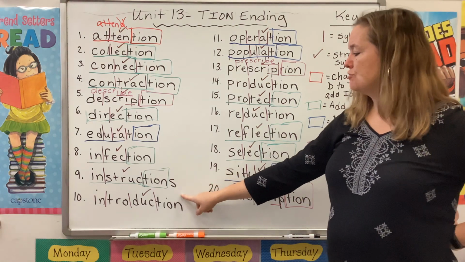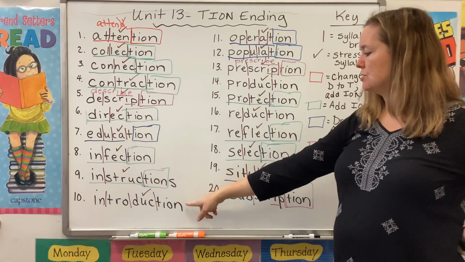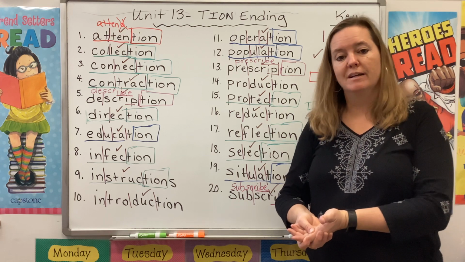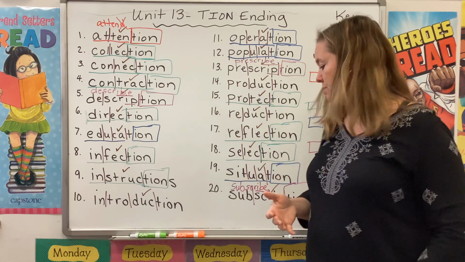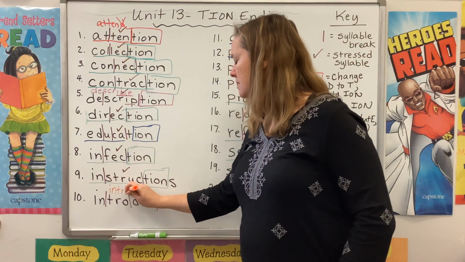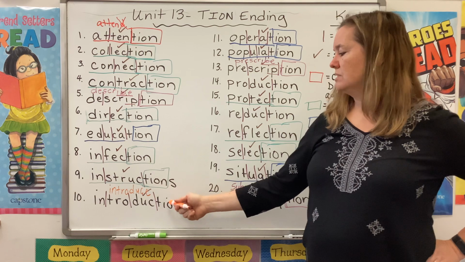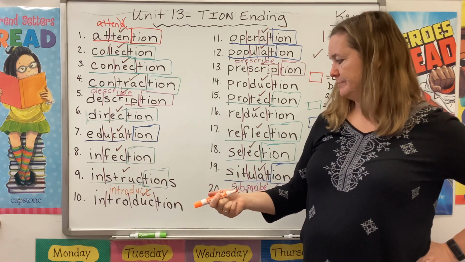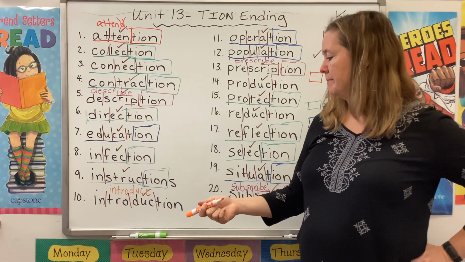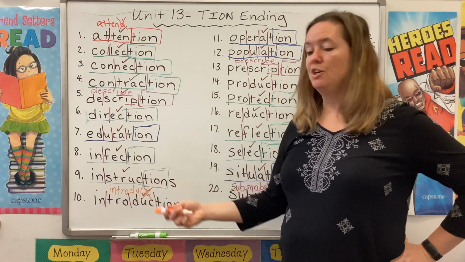We have introduction, production, and reduction. So let's start with this. If you make an introduction, what are you doing? Yeah, you're introducing people to each other. So introduce is my verb here. To get from introduce to introduction, what did I do here? This is different than all the others, right? I basically got rid of my bossy E, which made the U short now.